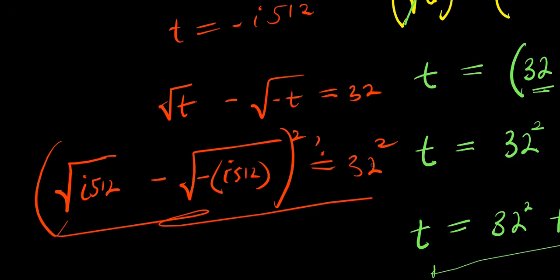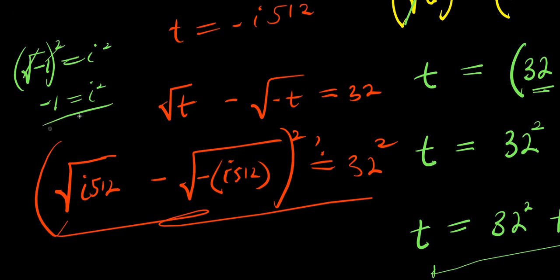And I want you to write it on the comment box. Take the square so that the square root will go. And from there, remember this also. Remember that square root of -1 equals i, meaning i squared equals -1. Take note of this. -1 equals i to the power 2. So this will help you to get it right.